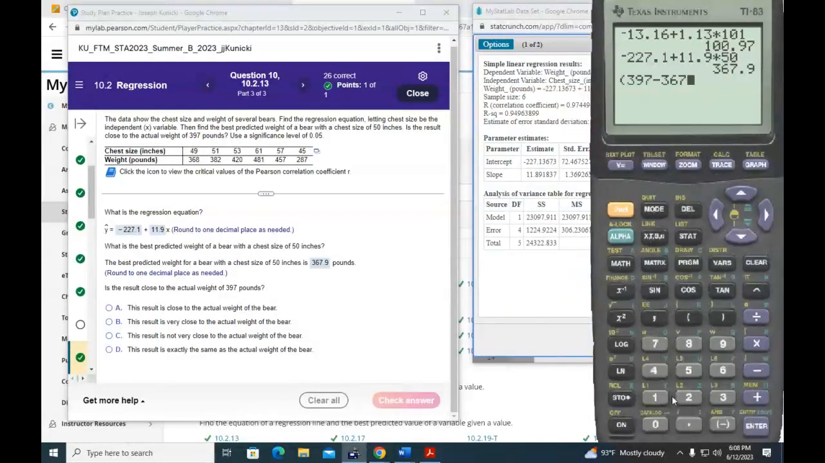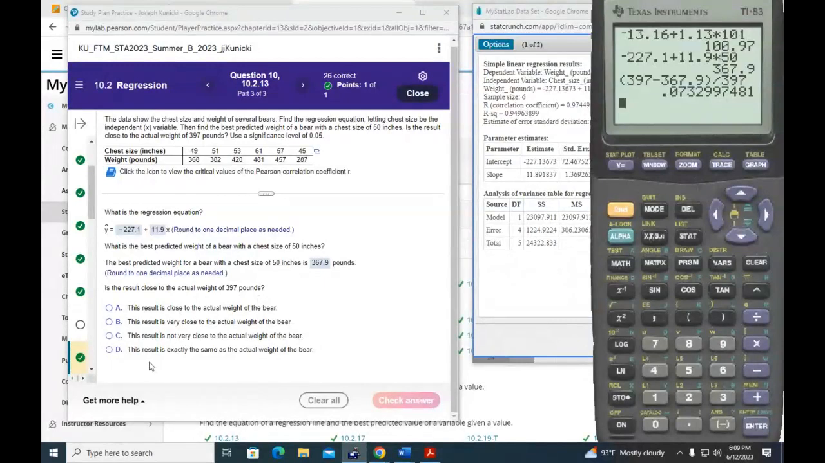367. And you divide by the actual 397. So no, it's not close enough. It's 7.3% away. Where did you pull 397 from? That's the given. Okay, that's the actual weight. This is 7.3% less than that.